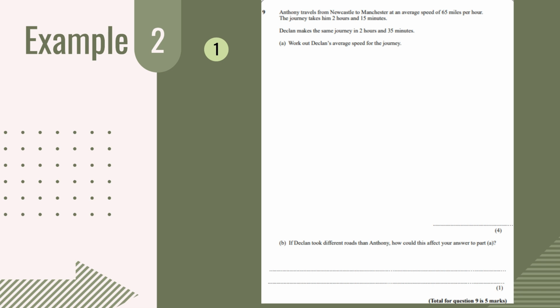So if we work out the distance, say by using Anthony, we can then use this distance to work out the speed for Declan. So first, let's convert our hours into decimals or fractions so we can work with them easier, because we can't deal with 15 minutes. So 2 hours 15 minutes is 2.25 hours, and 2 hours and 35 minutes is 2 and 7/12.